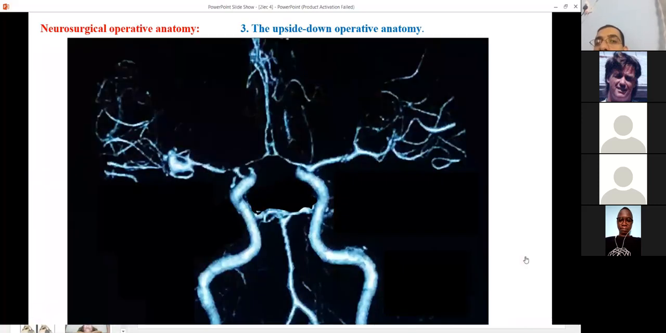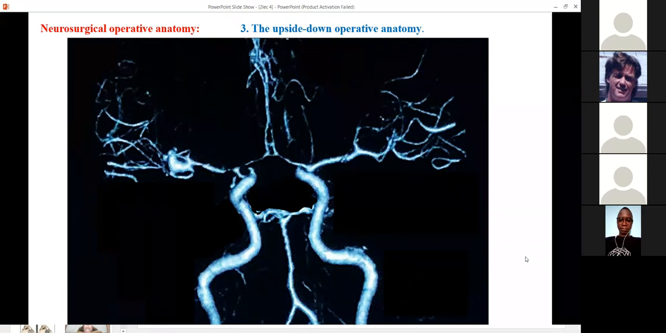Next slide. I think we gave this illustration in the first lecture when we gave the general introduction about the topics, but it's worth repeating within this lecture about the upside down operative anatomy, and it will be the last example. The first example is the book of John Fuchs, the second is the operative video for the steps, and the third one is this demonstration of anatomy.